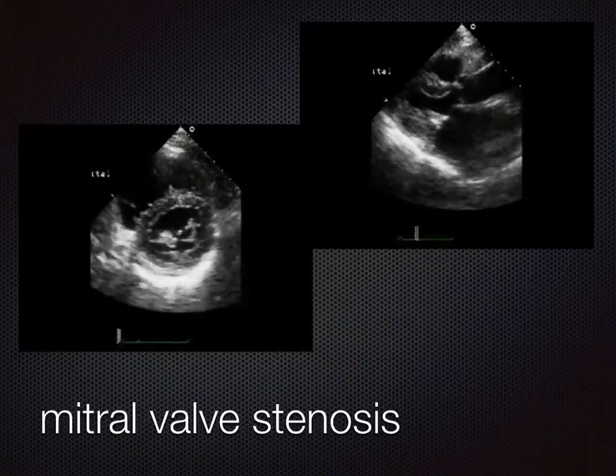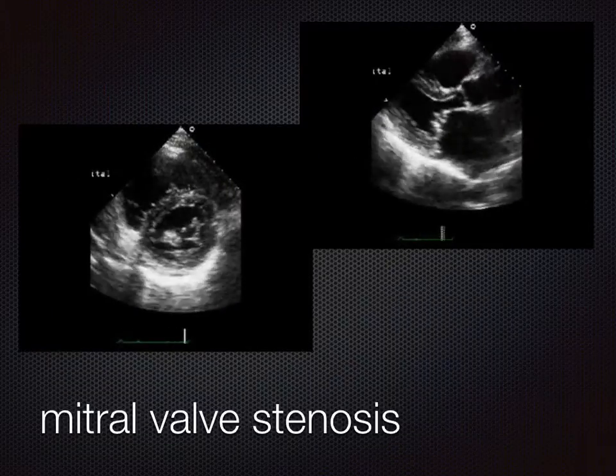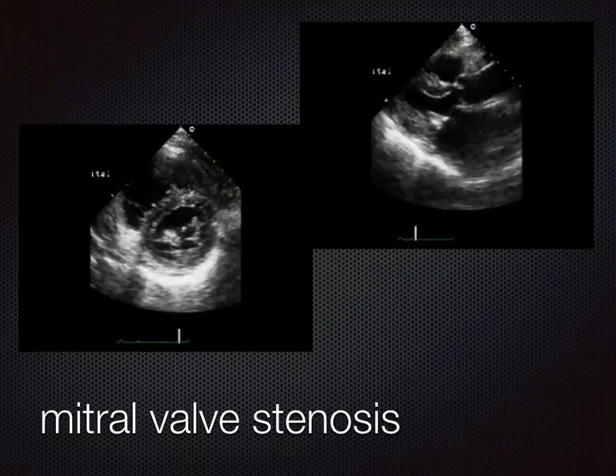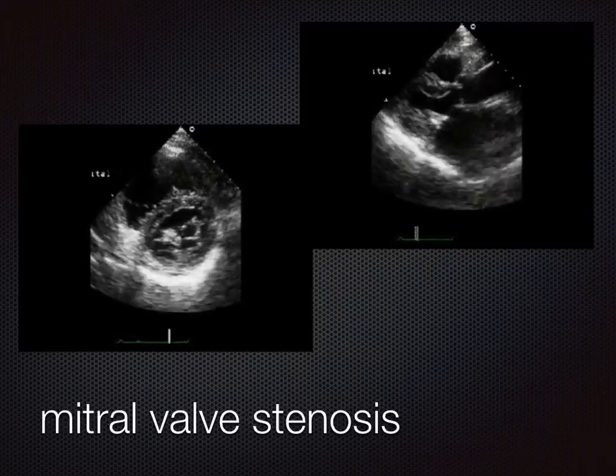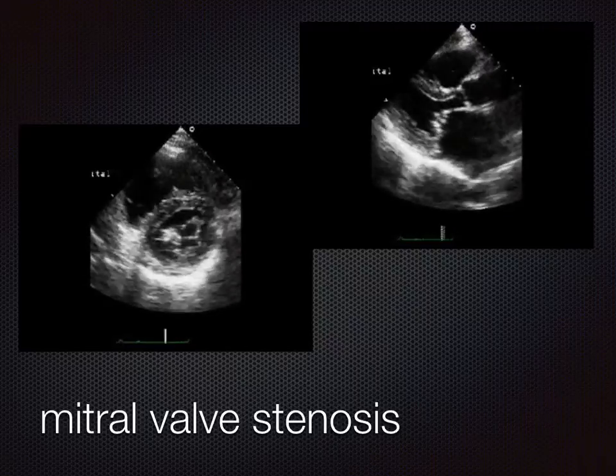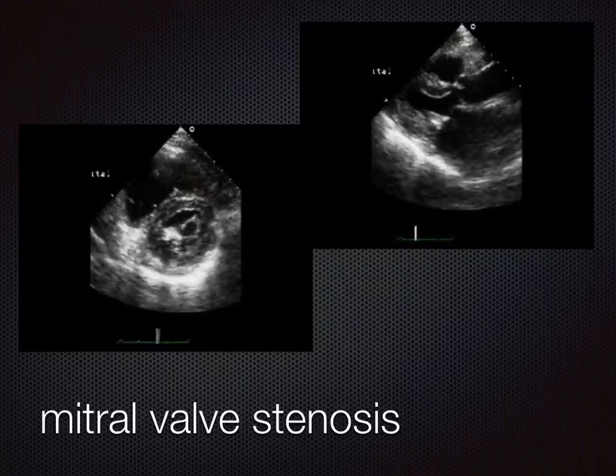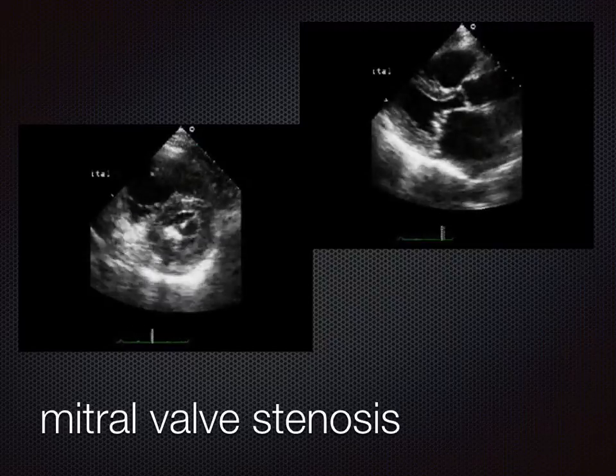So let's have a look at some more pictures. The left image is the parasternal short axis at the mitral valve level, and you can see it's much brighter, enhancing, so it's shown up as white, and certainly the anterior leaflet is not moving as you'd expect.